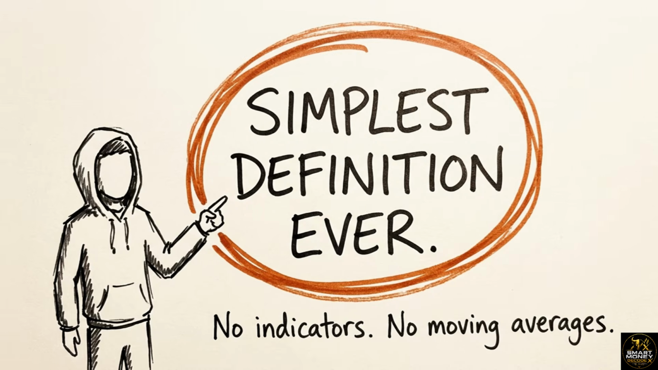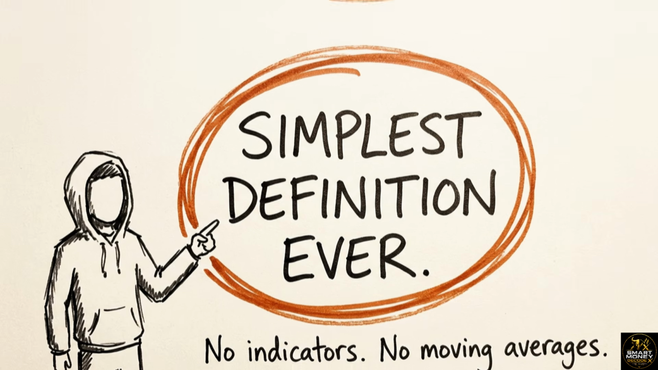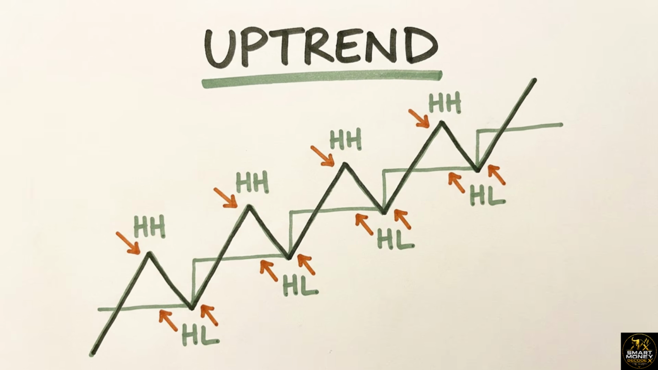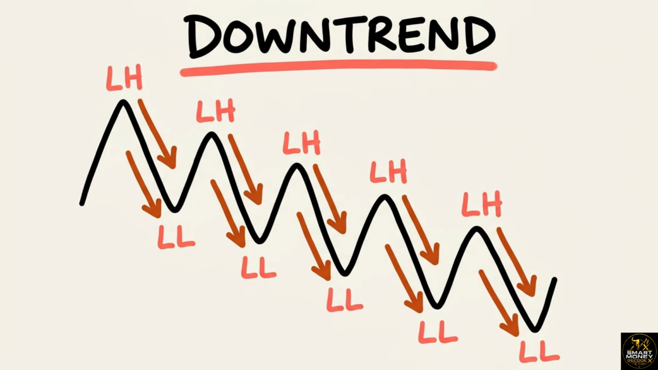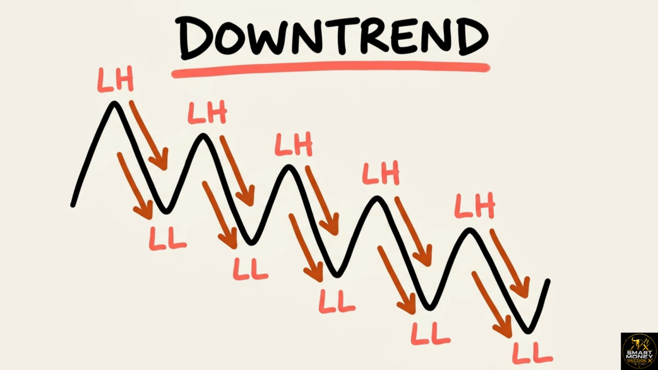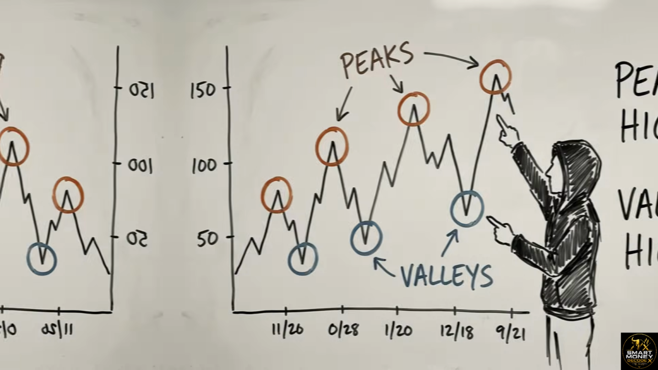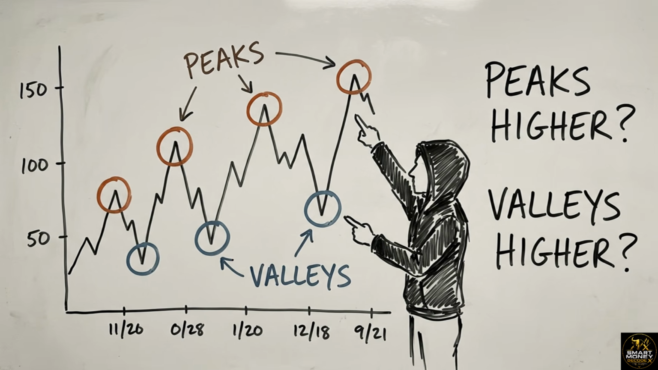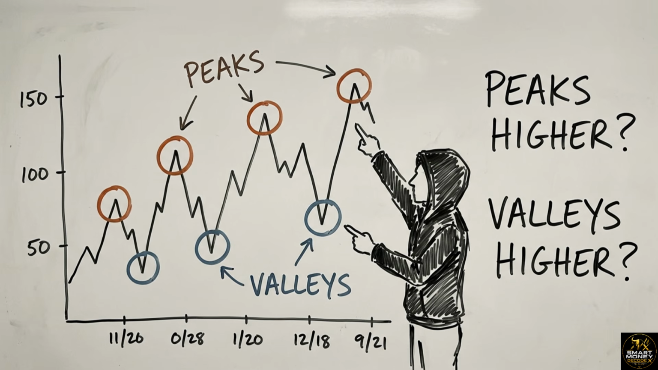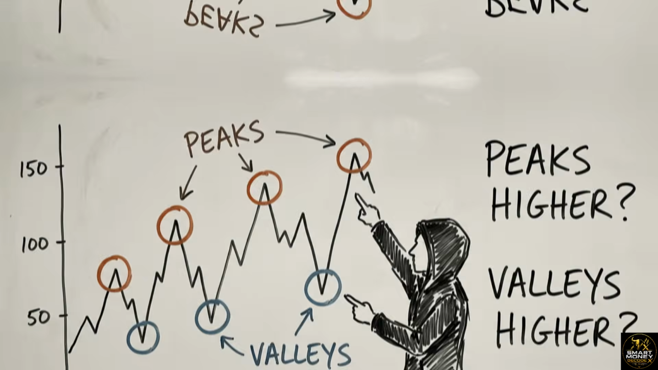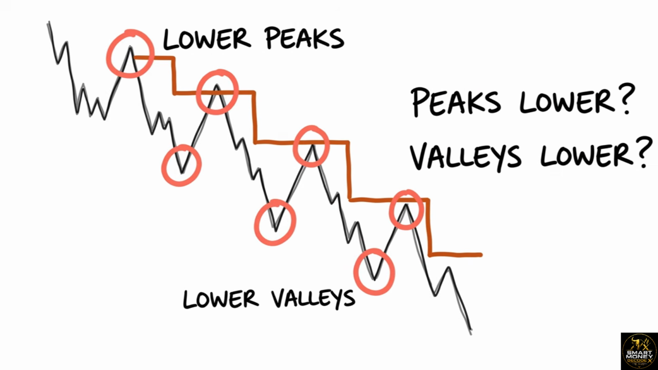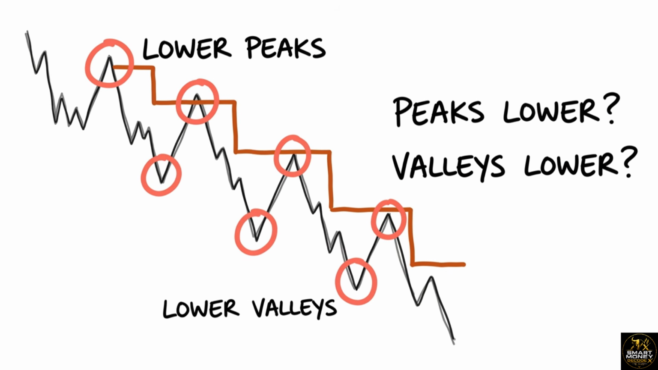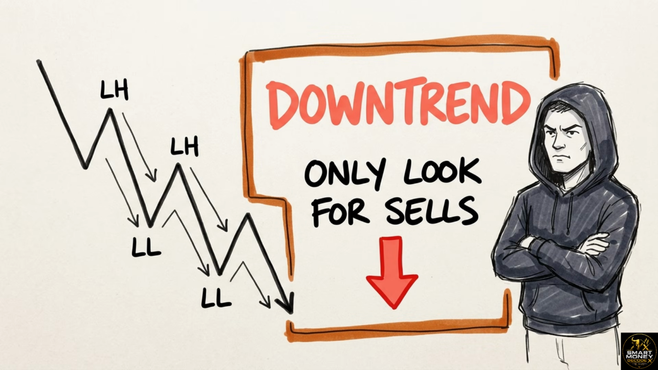Now, here's the simplest trend definition you'll ever hear. Uptrend, higher highs and higher lows. Downtrend, lower highs and lower lows. That's it. No indicators needed, no moving averages required. Just look at the swing points. Are the peaks getting higher? Are the valleys getting higher too? If yes, you're in an uptrend. Only look for buys. Are the peaks getting lower? Are the valleys getting lower? Downtrend. Only look for sells.